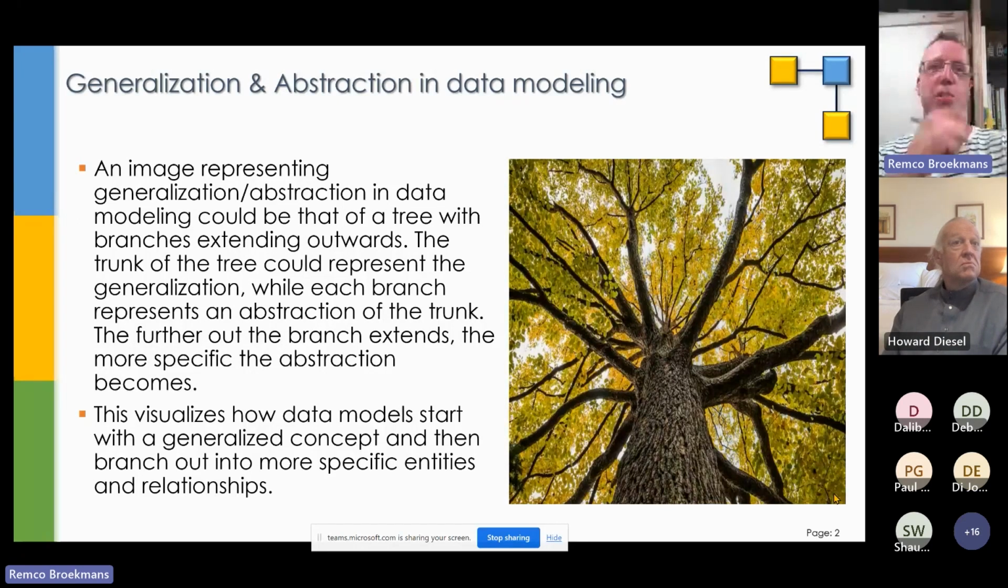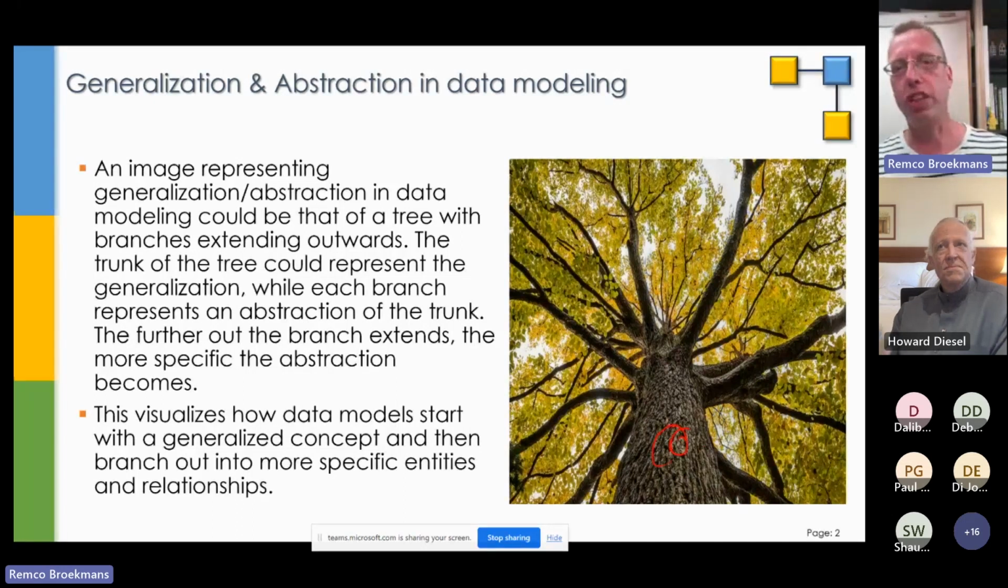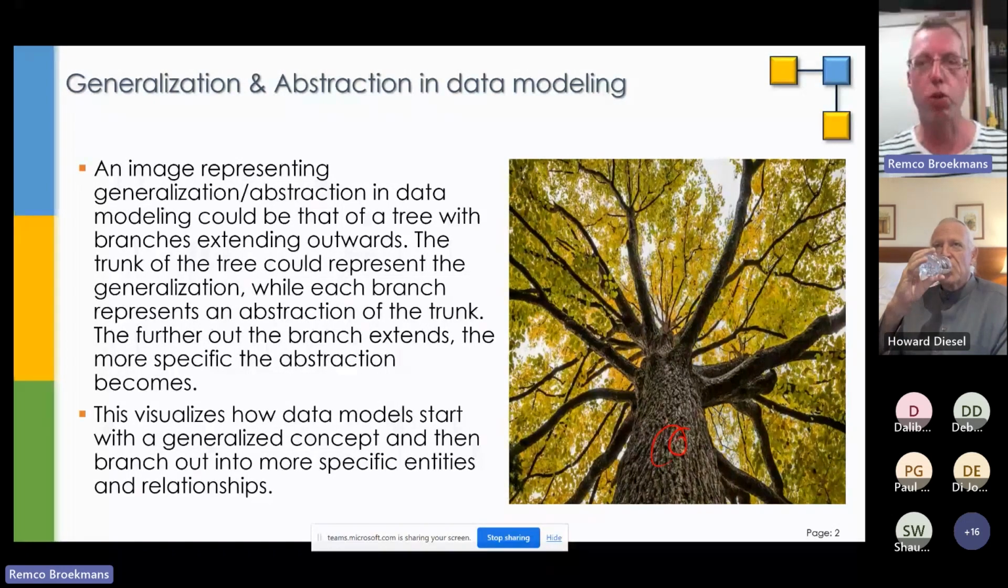So that got me kind of thinking, okay, if this is what it is, what should we really be looking for? How do we visualize that in the data model? Where do we start? Are we looking for the tree itself, or the whole tree, or what part of the tree do we want to model?